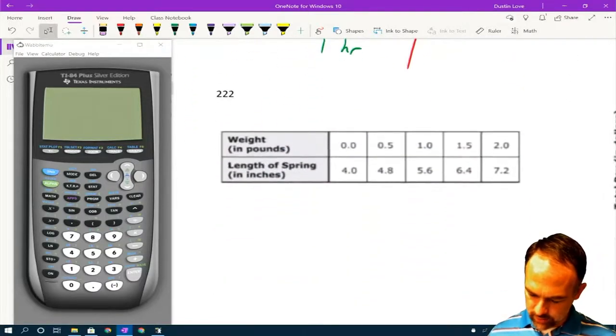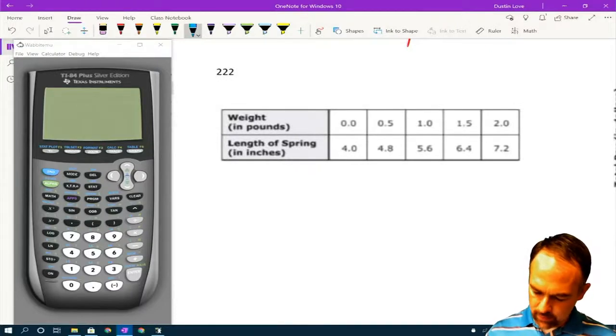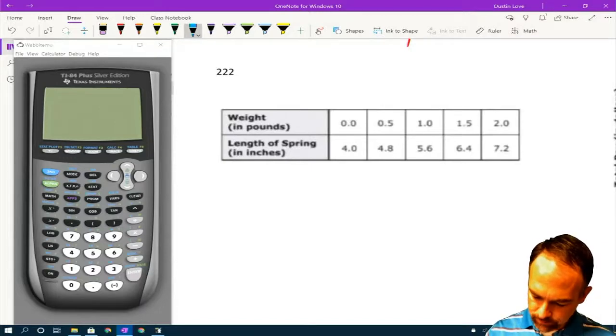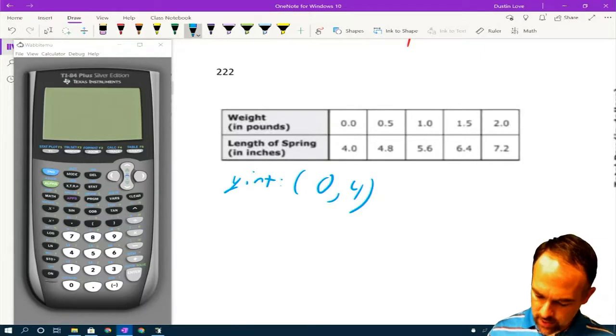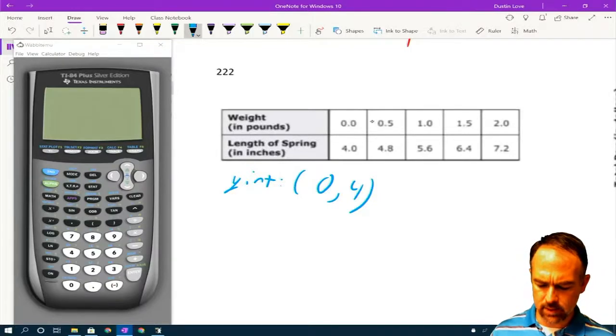So let's go over here to this one. Now, let's talk about our y-intercept first. Our y-intercept is at the (0, 4). And in order to know what those mean, we have to look at our labels. So X is weight in pounds and Y is length of spring. So as I'm adding weight, the spring gets longer.